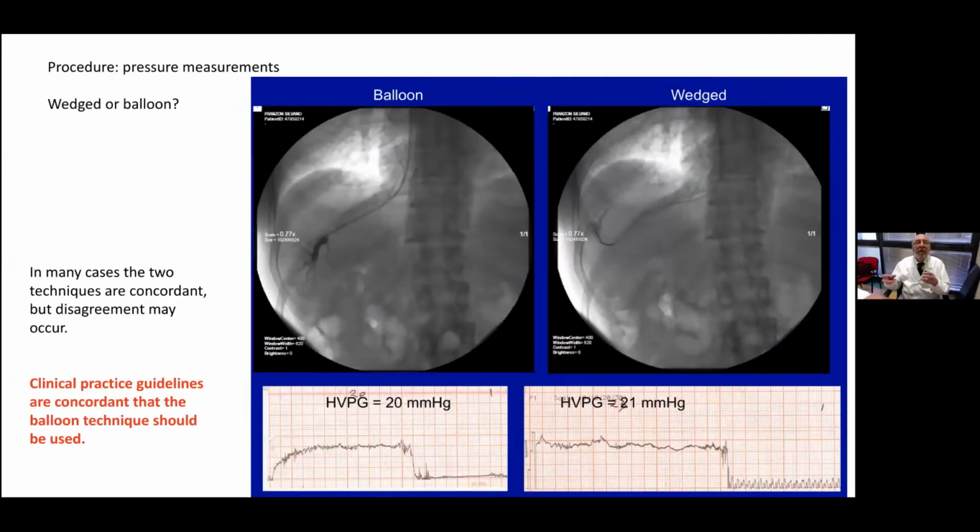And here a comparison of wedged and balloon technique in the same subject. Here the results are not exactly the same, but rather acceptable, 20 and 21. So we can consider this more or less concordant. But I remember that in many cases, disagreements were much larger. In many cases they are concordant, but disagreements occur and occur frequently. So clinical practice guidelines are concordant that the balloon technique should be used now.